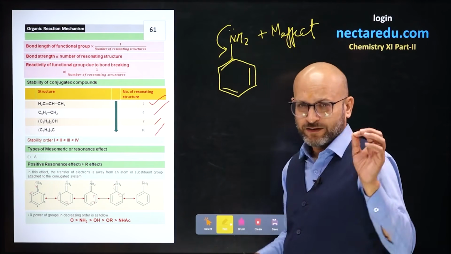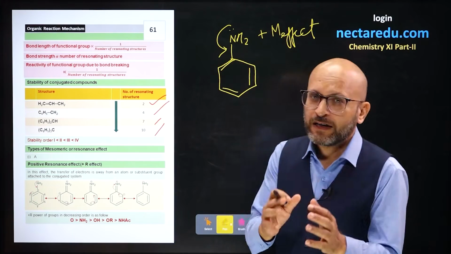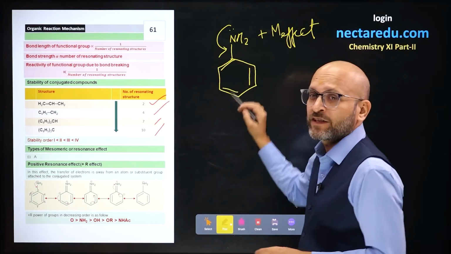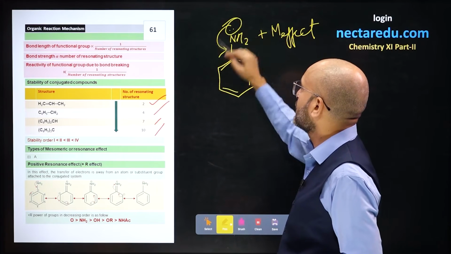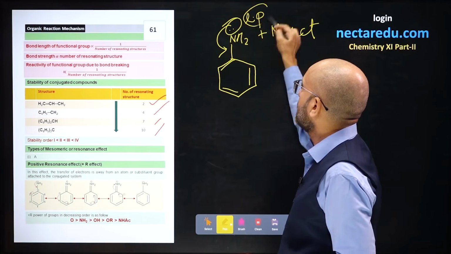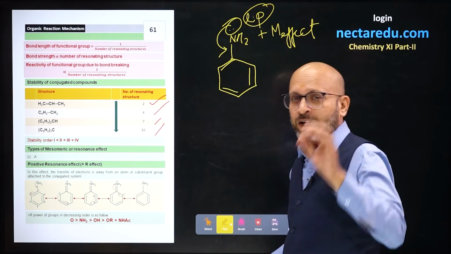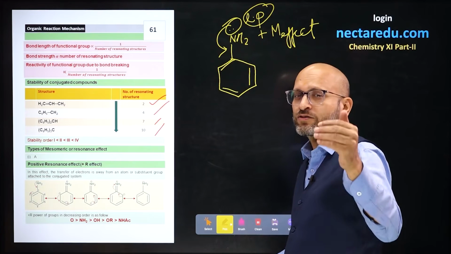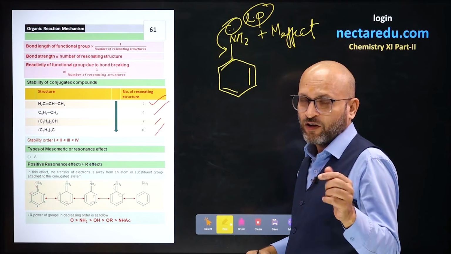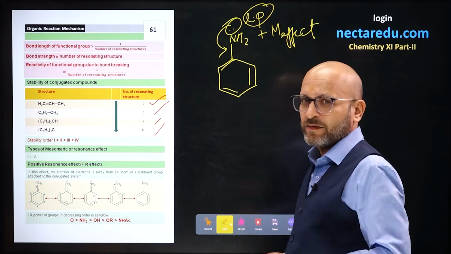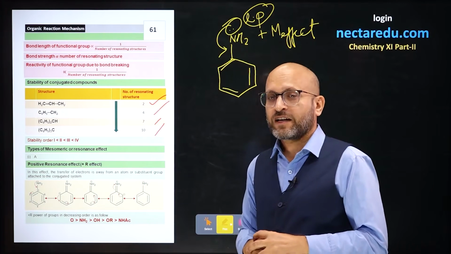Similarly, I'll give you a short trick. The trick is, if the atom attached to the benzene ring or any conjugated system for that matter has a lone pair, this is called a lone pair. Usually what you will get is either nitrogen or oxygen or a halogen attached to the benzene ring, or any other conjugated system, that they will have a lone pair, and their effect is always a positive mesomeric effect.